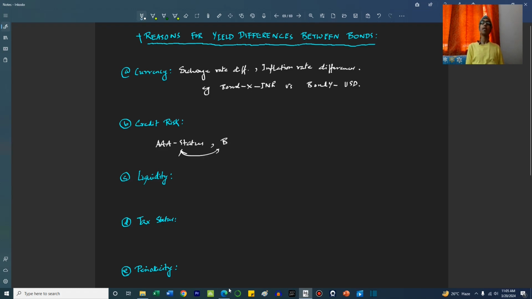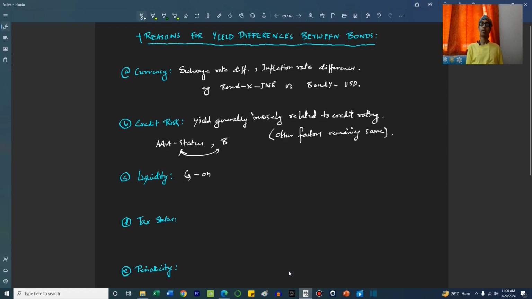The bond with the higher credit rating will usually have a lower yield. Yield is generally inversely related to credit rating, other factors remaining the same. Liquidity. Let's say there is a government on-the-run bond, that is the most recently released bond and a government bond. This bond will have very high liquidity. On the other hand, some high yield, high risk bond will have much lower liquidity.